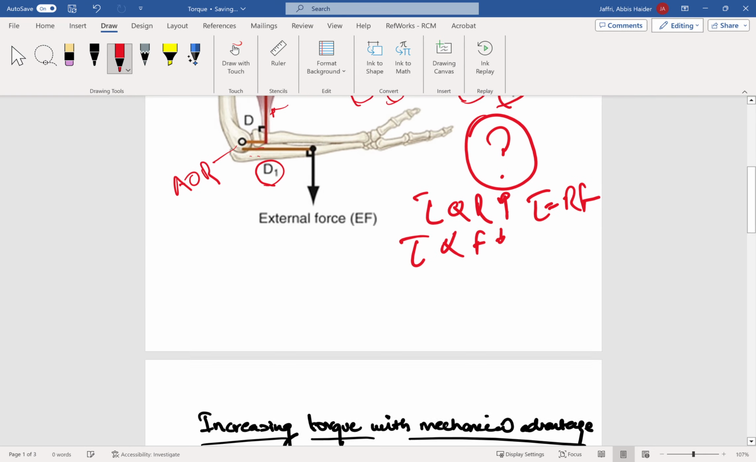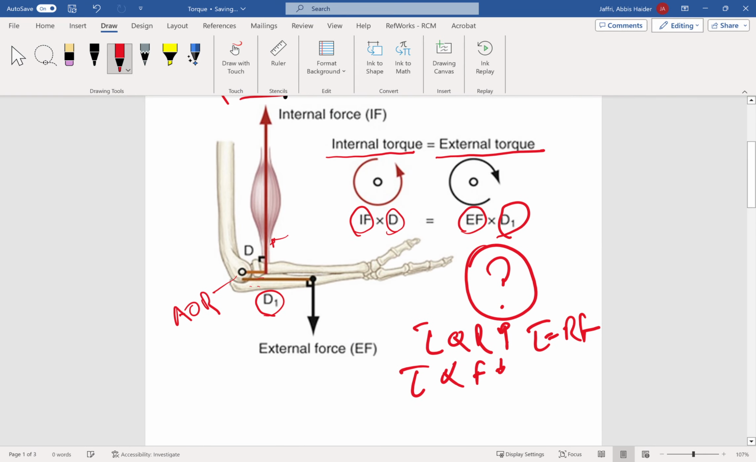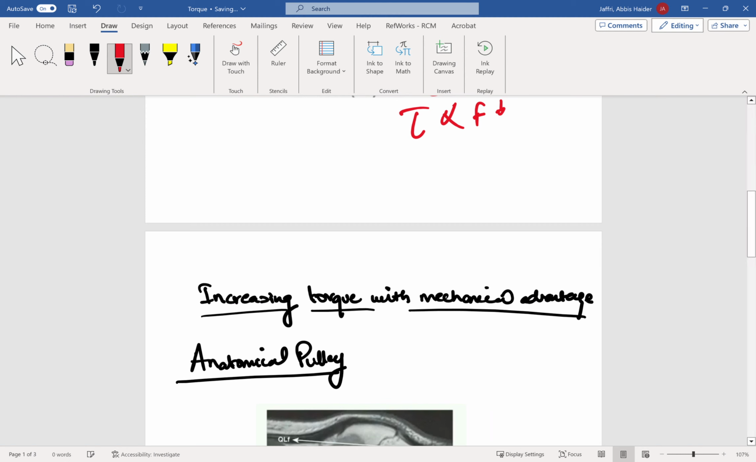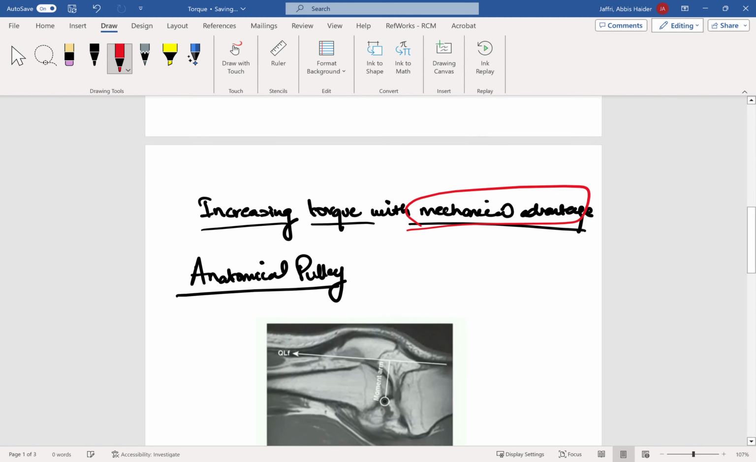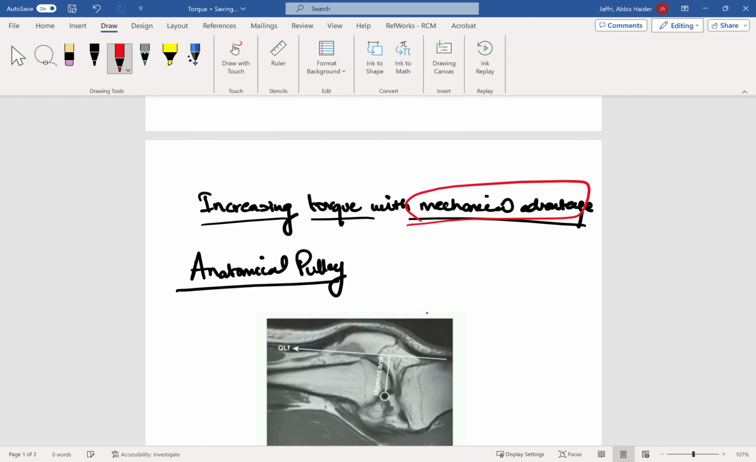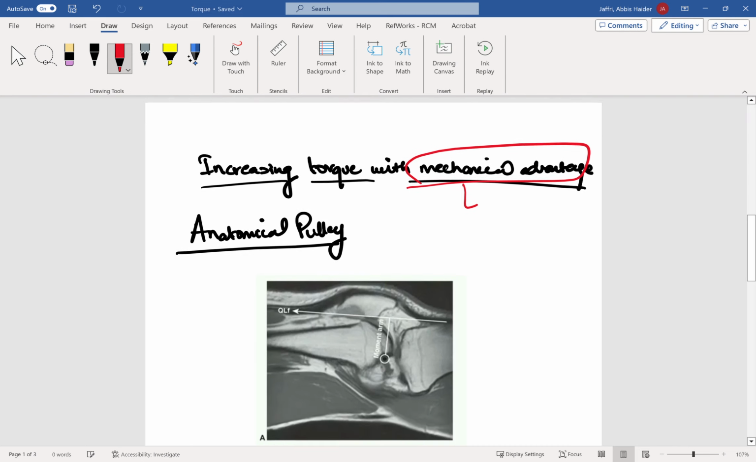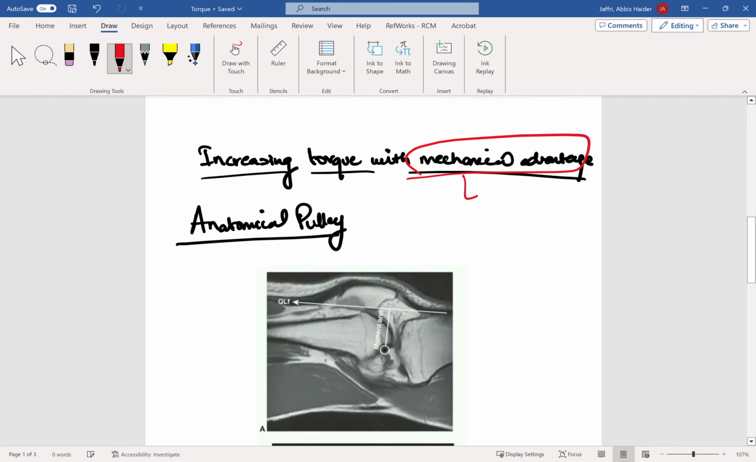Now that we have talked about torque, let's talk about mechanical advantage. Mechanical advantage is a concept where you can produce greater torque with the same amount of force, or you get an advantage in producing torque with lower force. So you already have an idea now of how you can increase the torque with smaller force, that is by increasing the moment arm. That's your mechanical advantage.